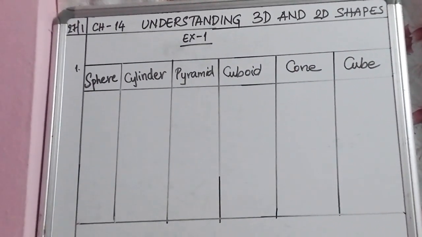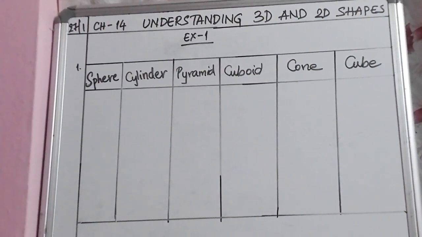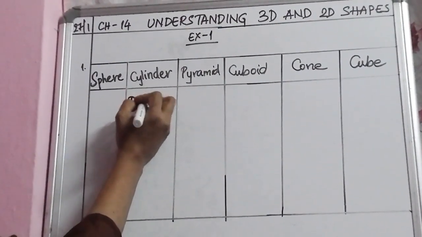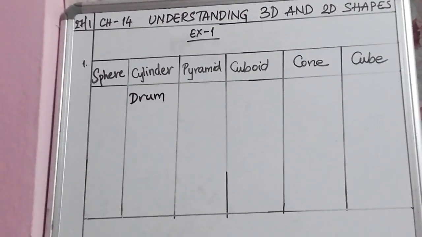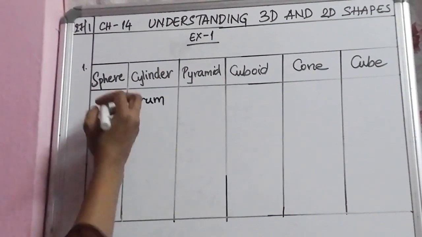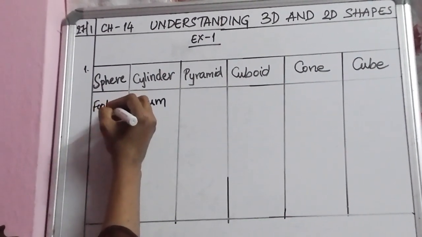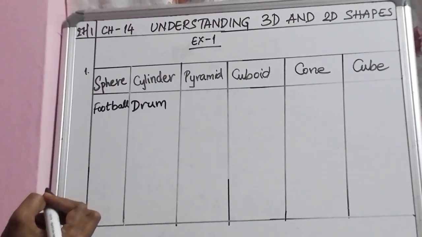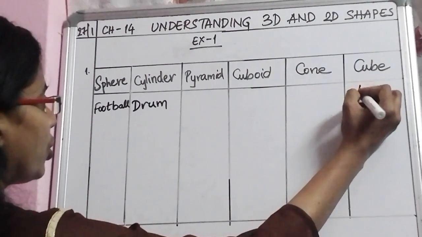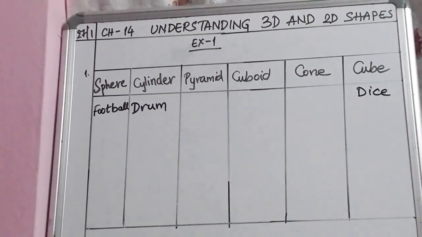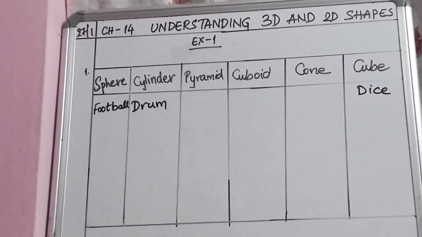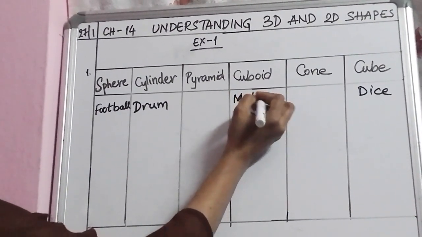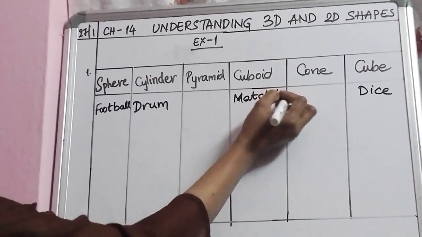The first picture is a drum. Where does a drum come? The shape of the drum is like a cylinder. The next one is football. Football is a sphere. The next one is a dice. Dice is a cube. Then next one, matchbox. Matchbox is a cuboid.